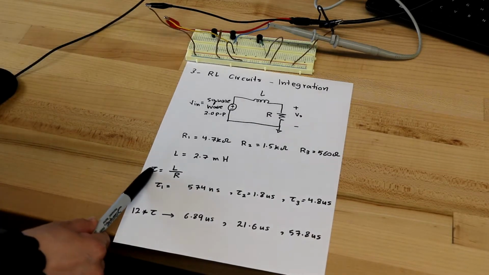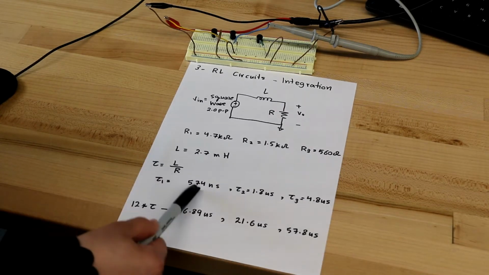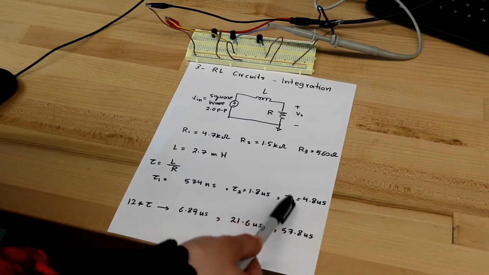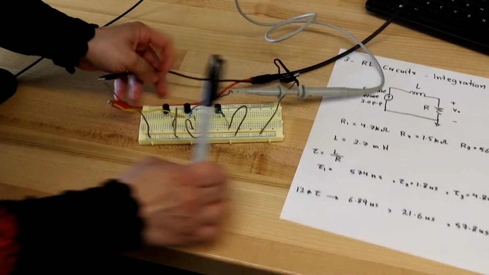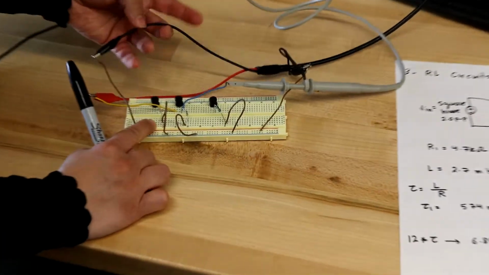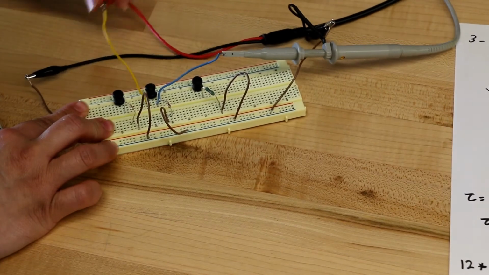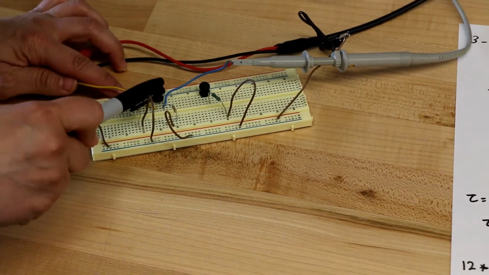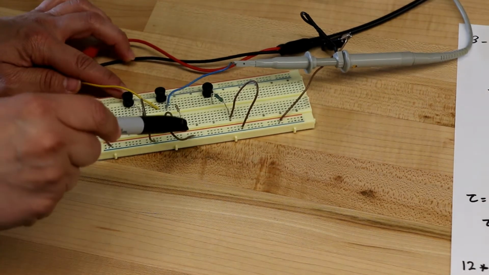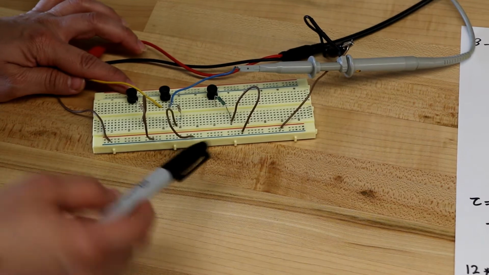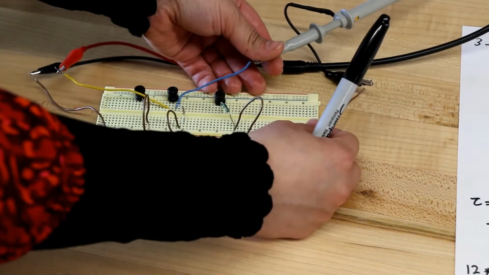So tau for RL circuits is L divided by R. So tau 1 is this value, and here's tau 2, here's tau 3, the time constant. Here's the circuit. So the input from the function generator, here's the ground, and here's the input, goes to the inductor, and then the inductor in series with the resistor to the ground. Output is across the resistor. So here's the output, the 10 to 1 probe.